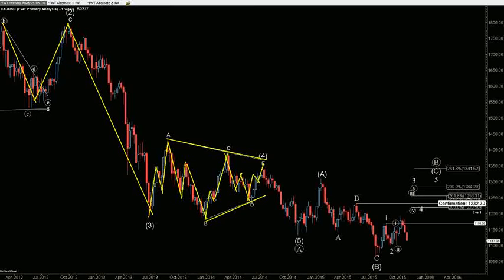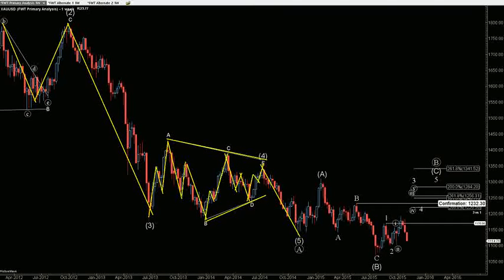When you complete a triangle, triangles are always the next to last move in a sequence, so you need a 3-wave move, or a 5-wave move down in here, a thrust out of that triangle. In theory, we could have already ended this 5-wave sequence to the downside back here at the end of 2014.